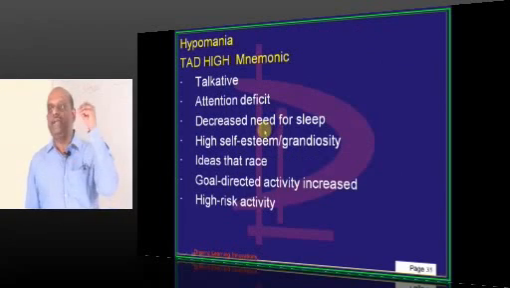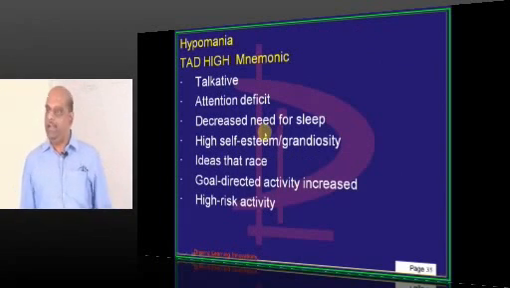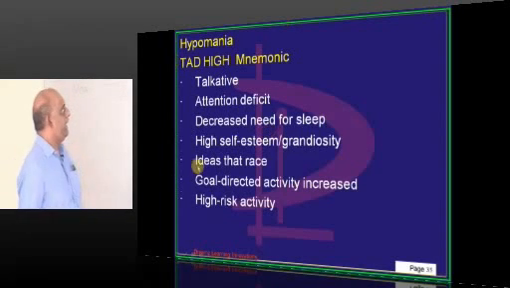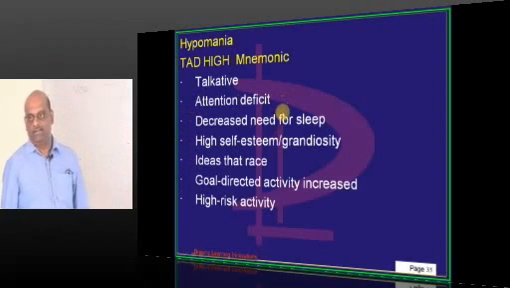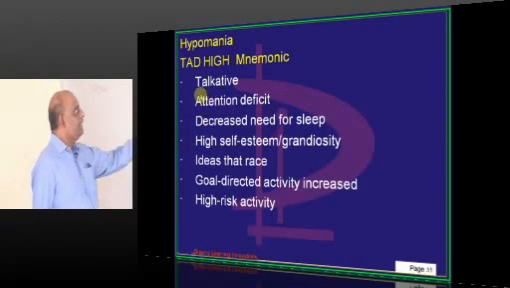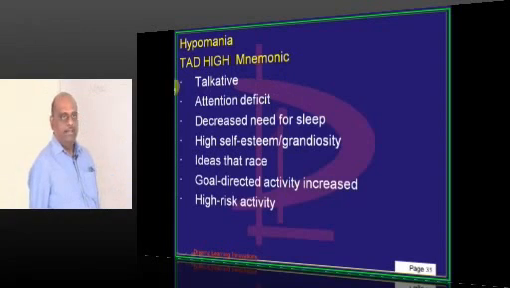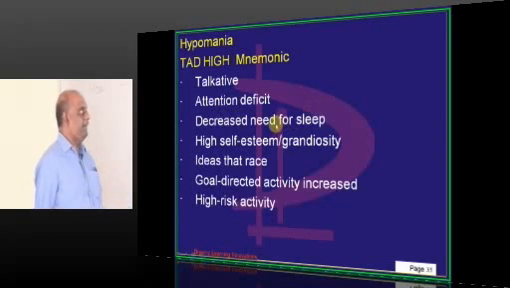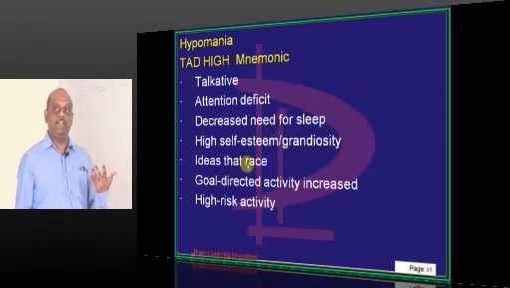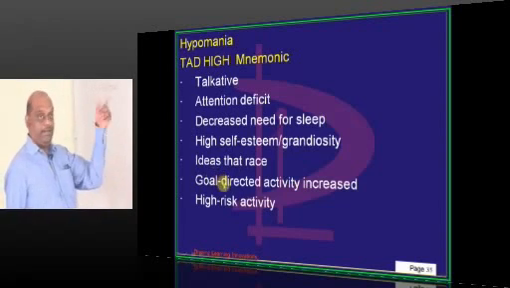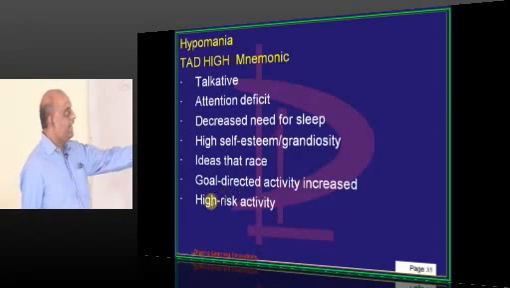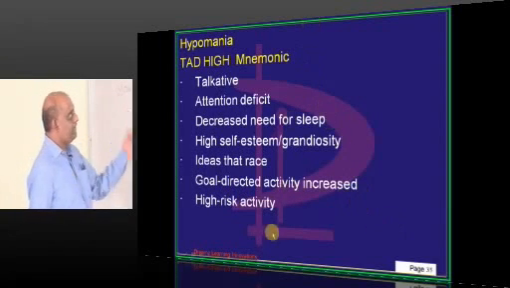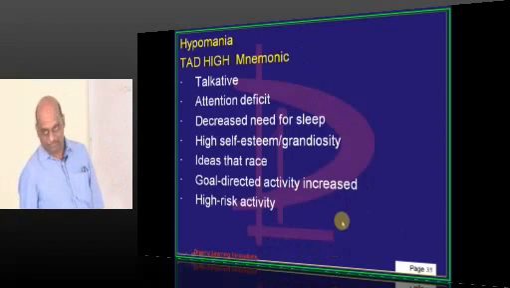So how do you diagnose hypomania? What is called hypomania? Mania, anyway, you know, jumping to the ventilator. Then what is hypomania? TAD HIGH is the mnemonic to remember. They are talkative just like mania. They have attention deficit just like mania. They too have decreased need for sleep, and they have high self-esteem, grandiosity about themselves. They have racing ideas, high risk activity, and goal directed activity is increased. So this defines what is called hypomania.